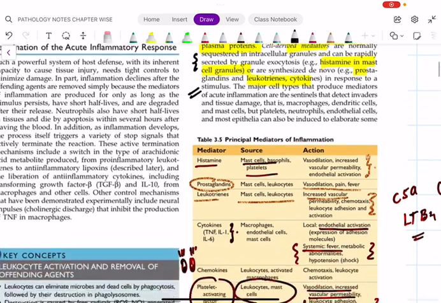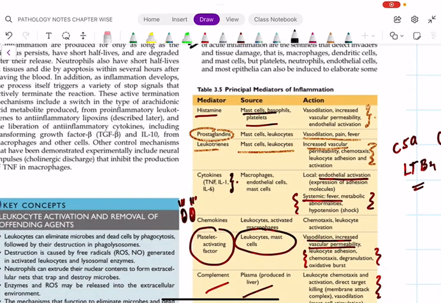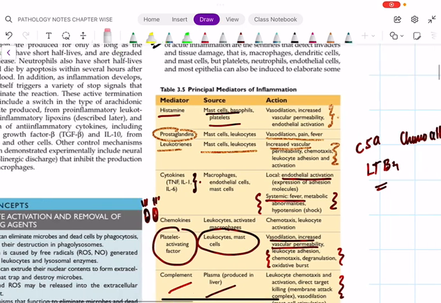Please focus on this table. This table is very important. What are the principal mediators of inflammation? Histamine, produced from mast cells, basophils, and platelets, causes vasodilation and increased vascular permeability. Prostaglandins and leukotrienes from mast cells and leukocytes also cause increased vascular permeability. Remember, leukotrienes also cause chemotaxis.